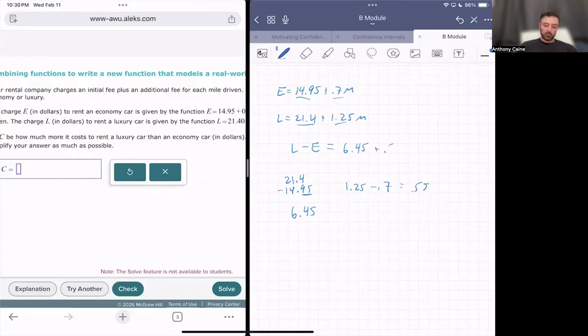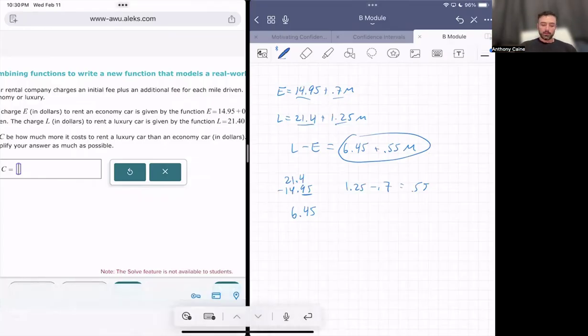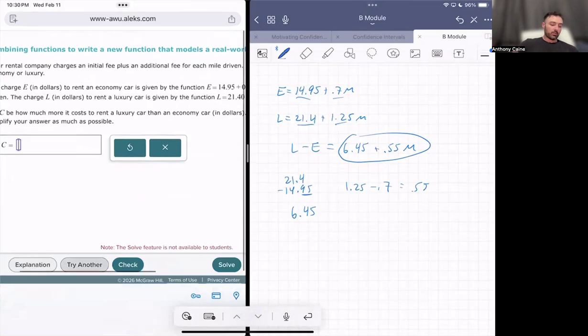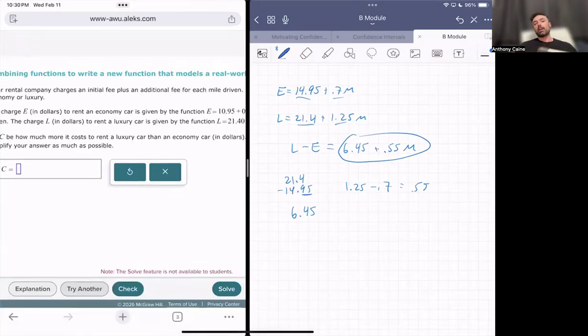plus 0.55 m. This difference is how much more it costs to rent a luxury car than an economy car. So anyway, I didn't enter that here. I kind of don't want to. Let's just see what other types of stuff we might have to do.